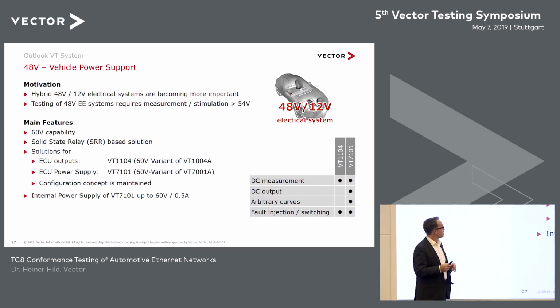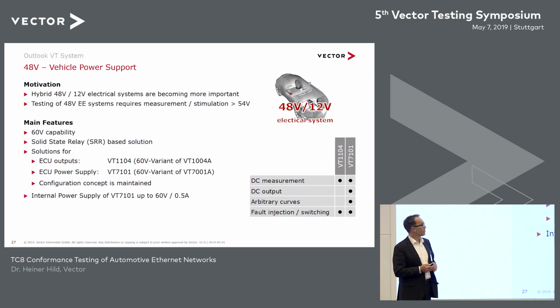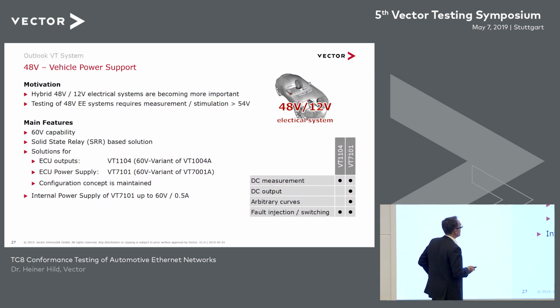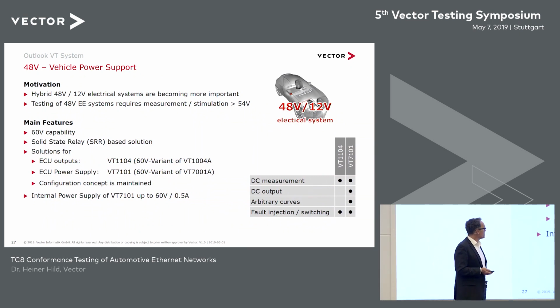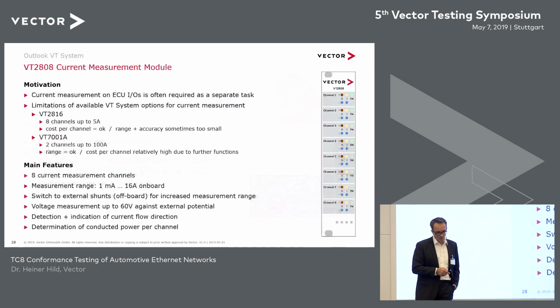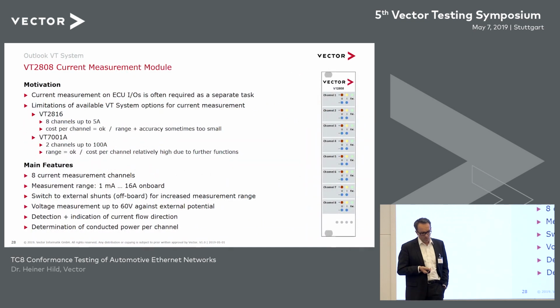So we need to use a little trick, setting on hybrid relays, but that's feasible like that, and it can practically do the things that the 7001 can do, inclusive of the 60-volt capability. Both of them will be coming out in the course of the year, 1004 roughly in summer, 7101, if nothing comes in between, if nothing hinders it, it will come forward in autumn.